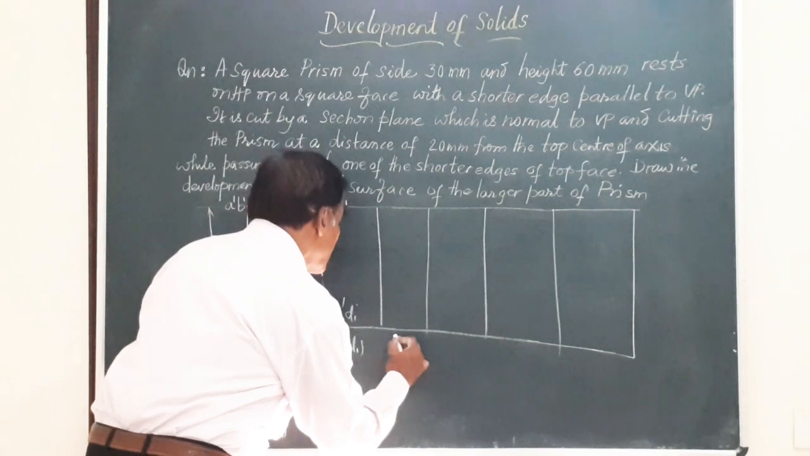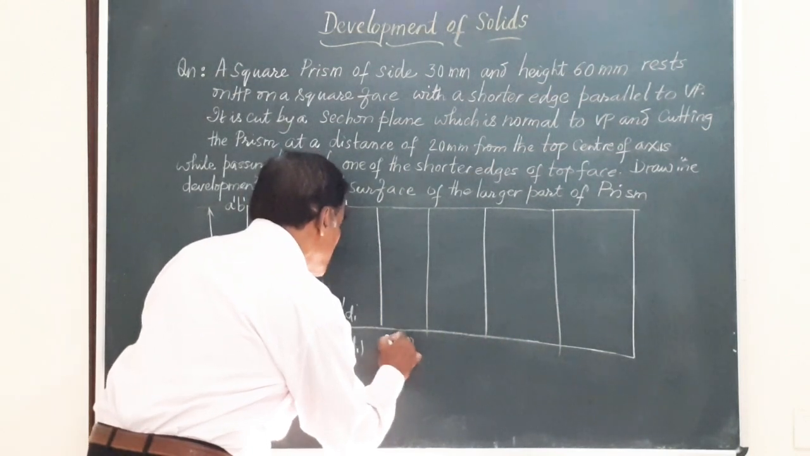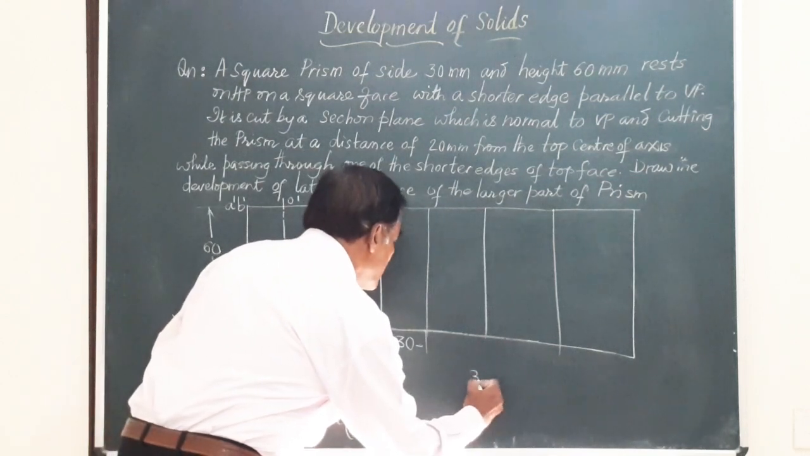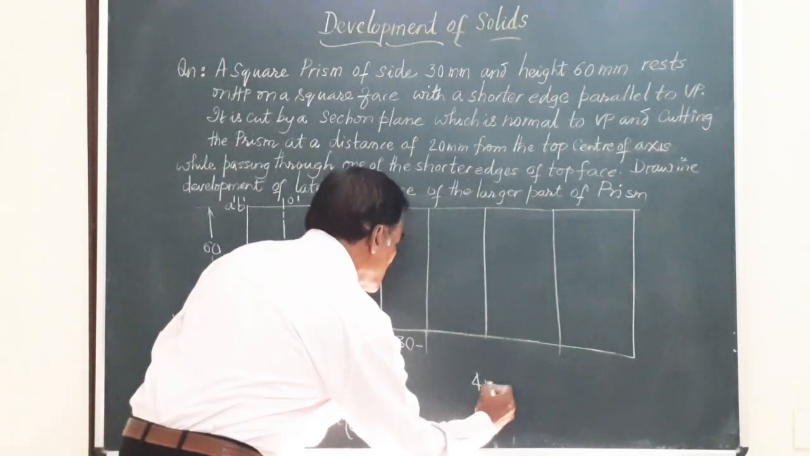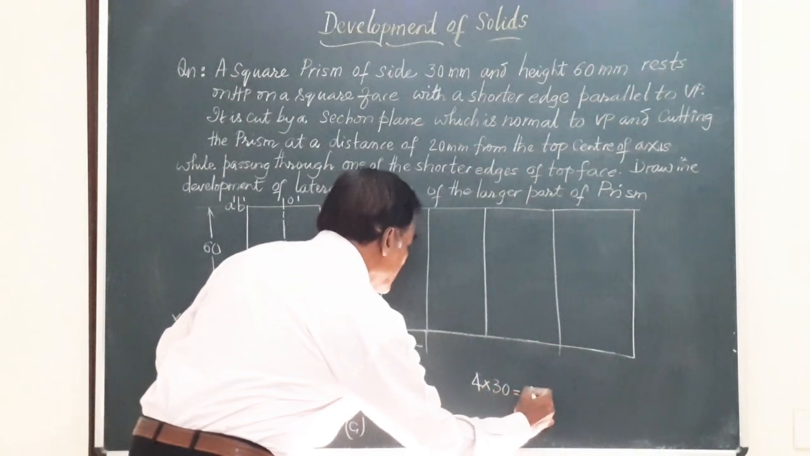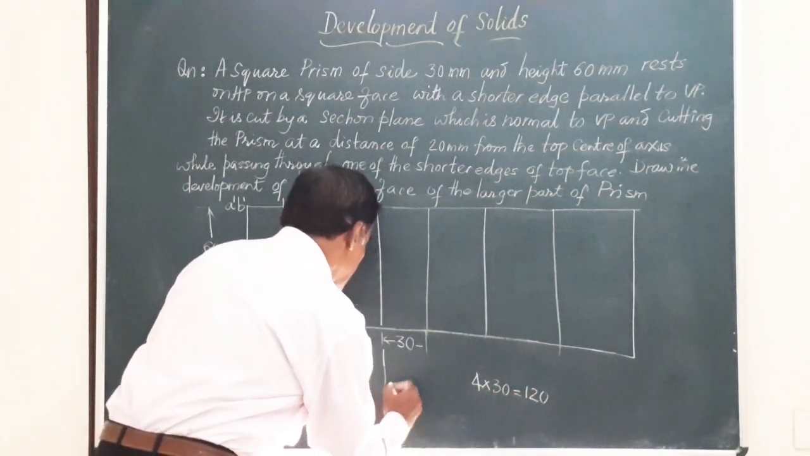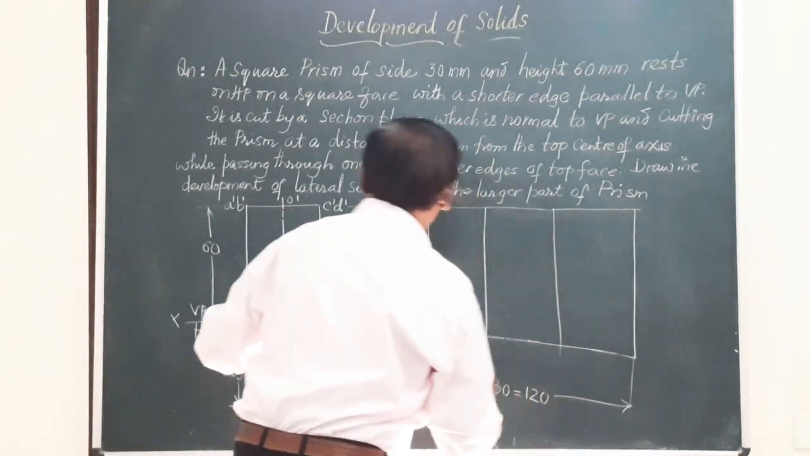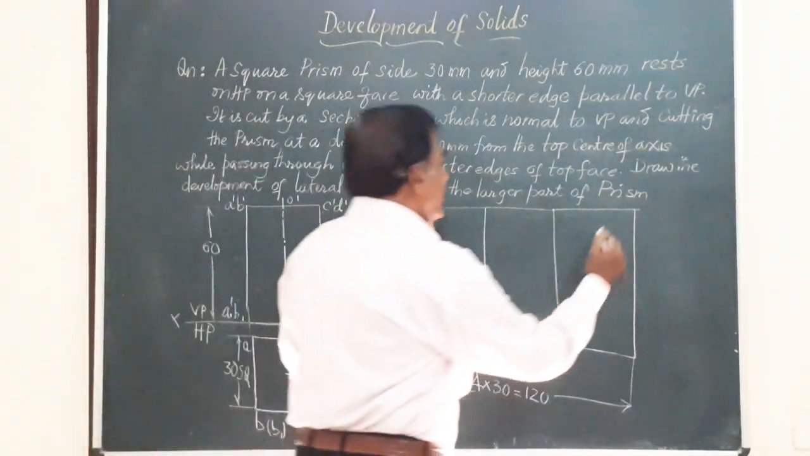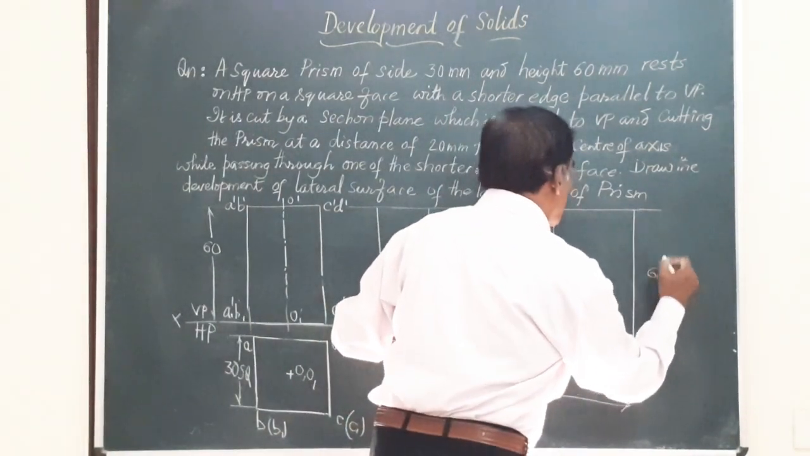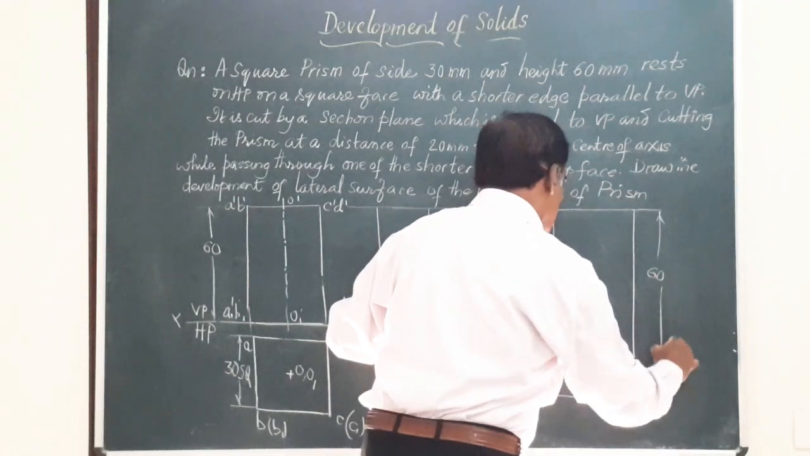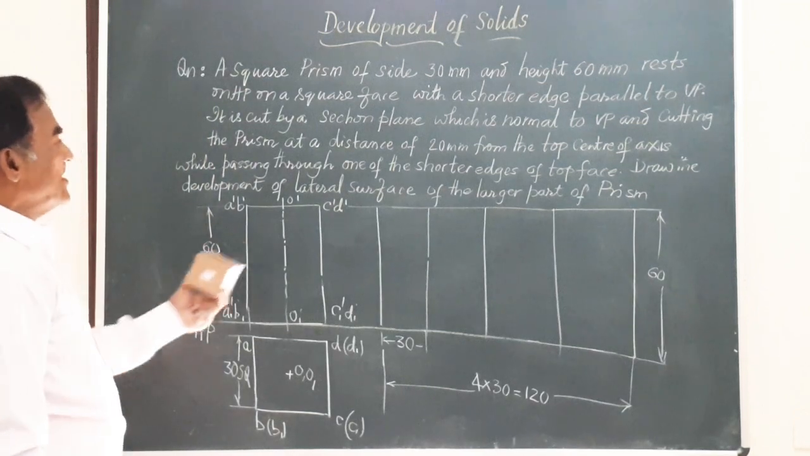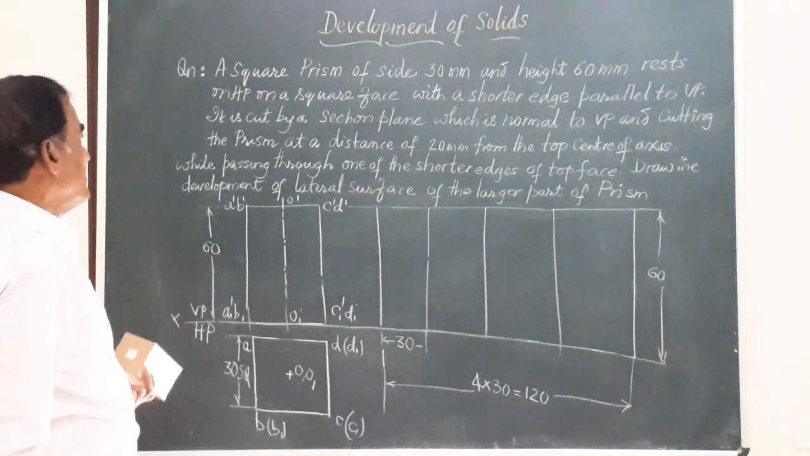Each is equal to 30 mm and there are 4 such. So you can also mark if you want, 3, 4 sides are there. 4 into 30, that is 120 mm, indicating the length. There are 4 sides and each side is measuring 30. The height of this is 60 mm. If you want, you can mark it here as 60 mm. So I have drawn the front view, top view of the square prism and the development without the section plane.